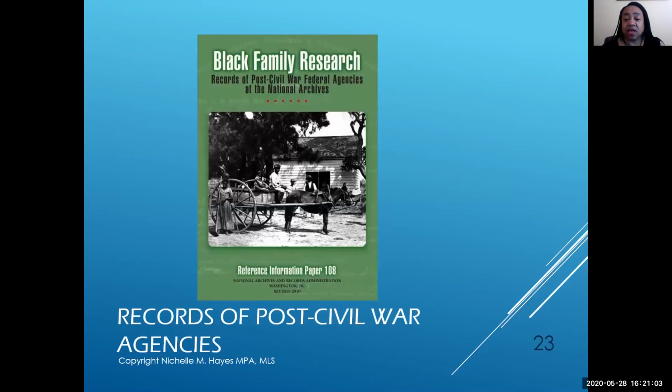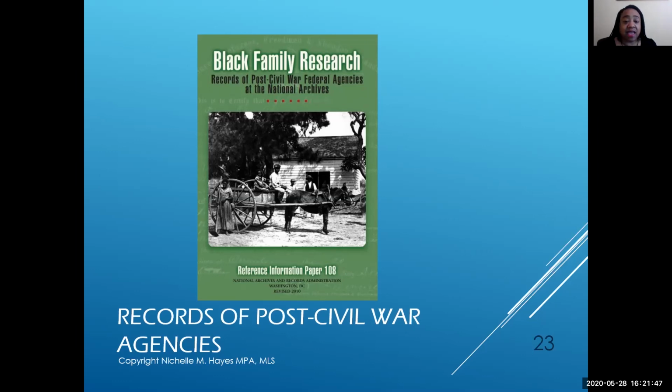So here are records for the post-Civil War agencies. And this is a pamphlet that was created by the National Archives. This is Black Family Research. It gives you information on Reconstruction era federal records. It talks about all the records that you can get to bridge the gap between enslavement and freedom. It talks about Civil War federal agencies, records that were housed at the NARA, Bureau of Refugees, Freedmen, Abandoned Lands, Freedmen Savings and Trust Company, just a lot of great information.